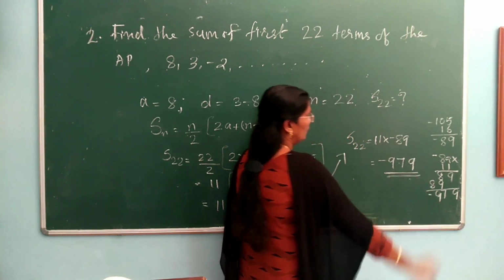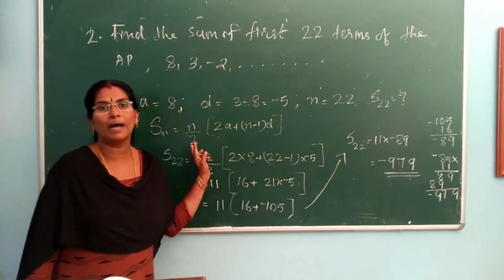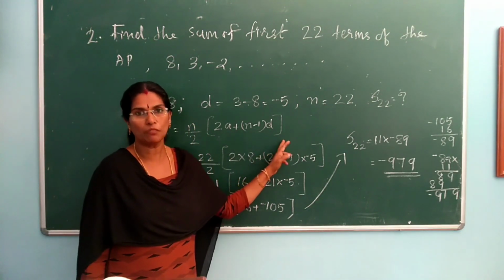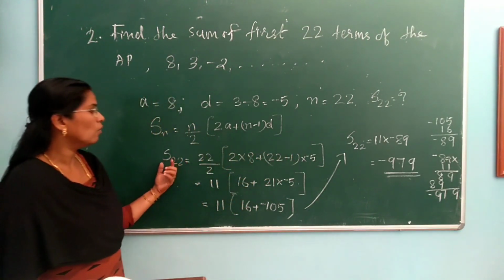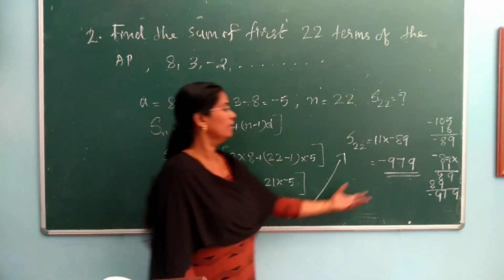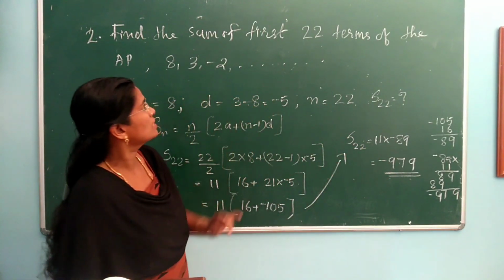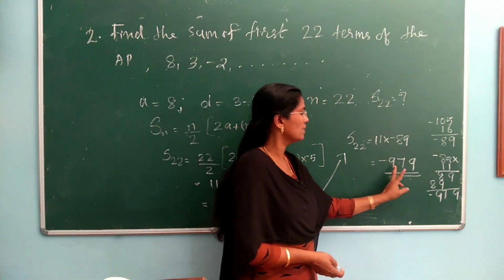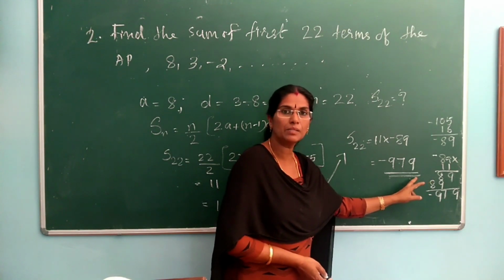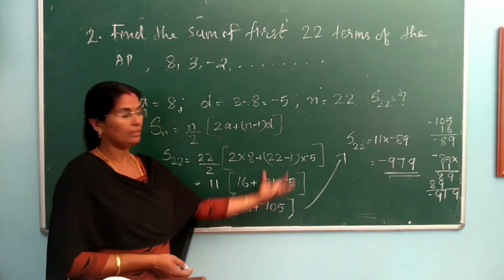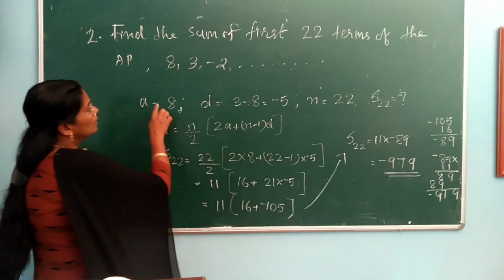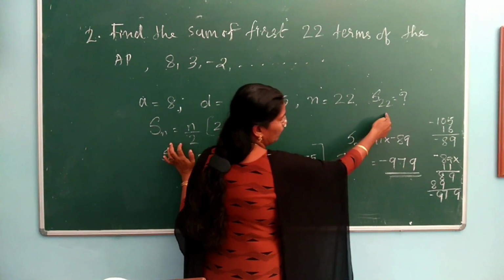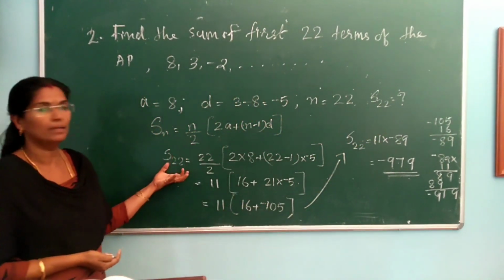So the last answer is 979. So we have to find it by using the formula S is equal to n by 2 into 2a plus n minus 1 into d. So we are applying all the values. Last we will get the answer. Sum of first 22 terms of the given AP is minus 979. Is this formula clear? And how to do this one? Here, first find what is a and what is d, what is n and what we have to find out, and apply the formula.